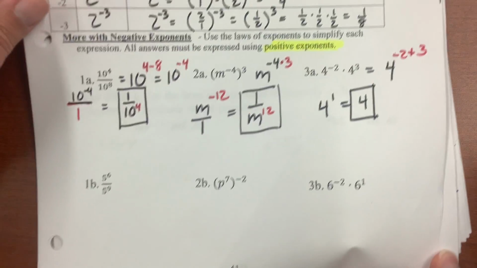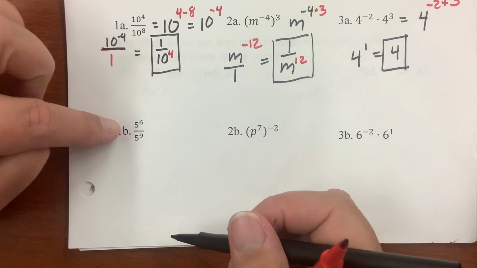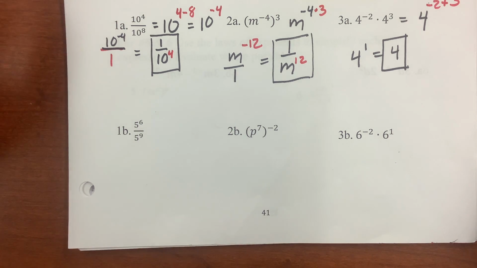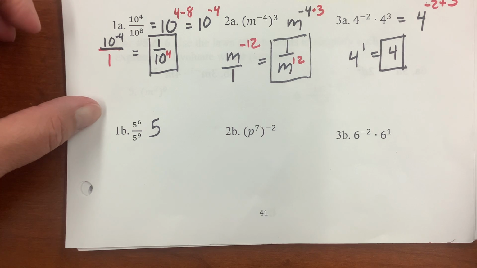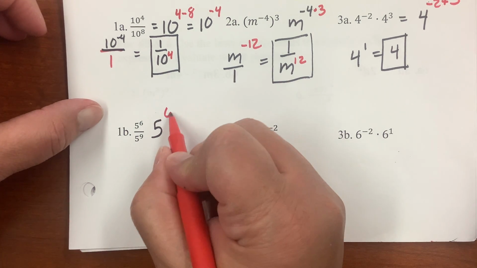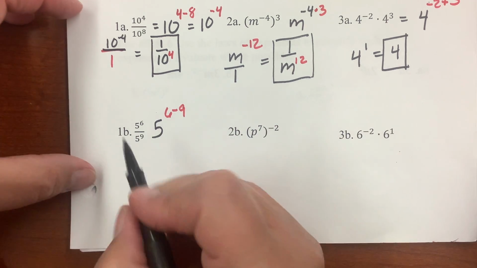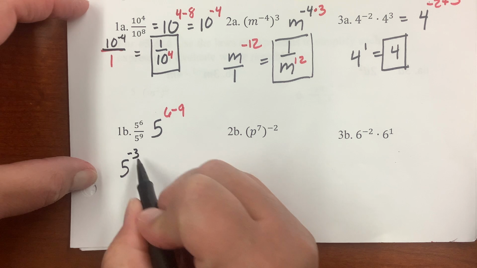All right, next, this is the quotient rule. So you're going to do the top minus the bottom. Keep the base 5, subtract the exponents, 6 minus 9. All right, so then you get 5 to the 6 minus 9 is negative 3.